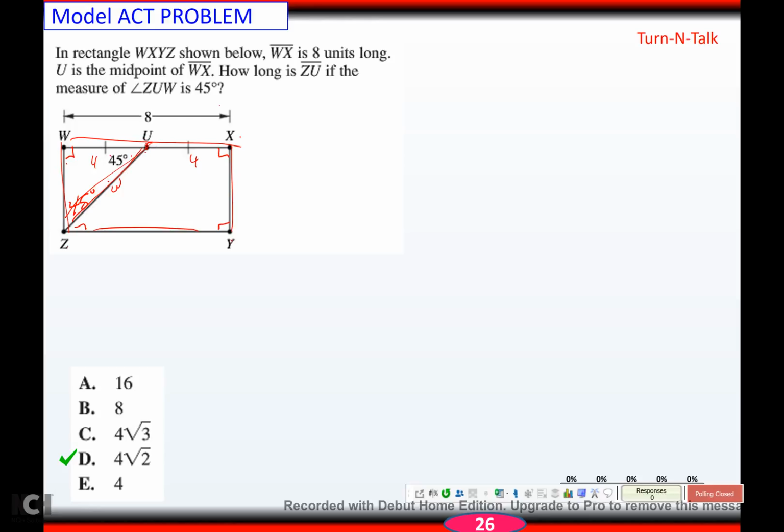Okay, well, if it's a 45, 45, 90 triangle, that tells me that the legs are equal. So if that side's 4, then this side has to be 4. All right, so what are we looking for? ZU. Seriously, it's just the right triangle. Wow, I was making that harder than it was. It's a right triangle. So we have 4 squared plus 4 squared equals hypotenuse squared. That's 16 plus 16 is 32. Square root, I get the hypotenuse.